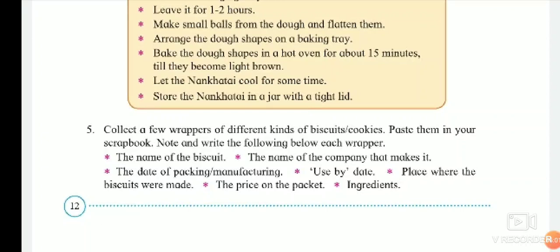First is the name of the biscuit. Second, the name of the company that makes it. Third is the date of packing or manufacturing. Next is the used by date. Next is the place where the biscuits were made. Next is the price on the packet. And the last is ingredients.